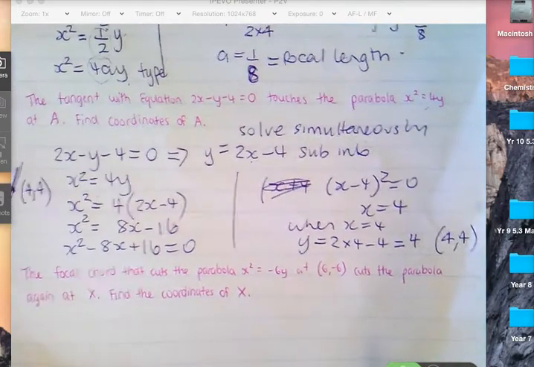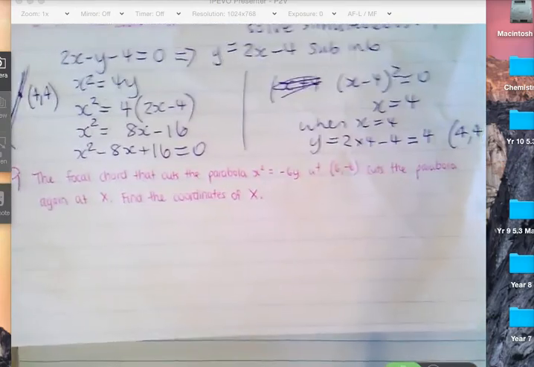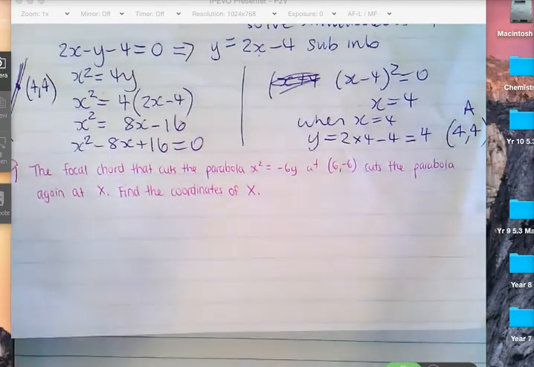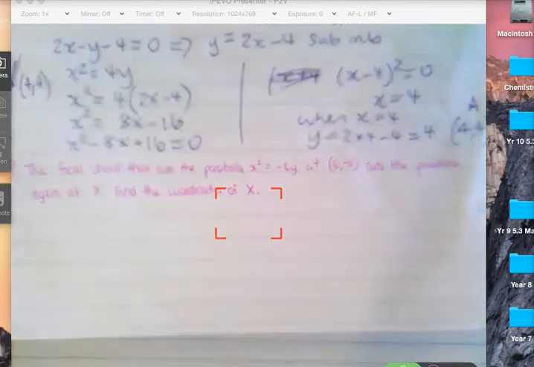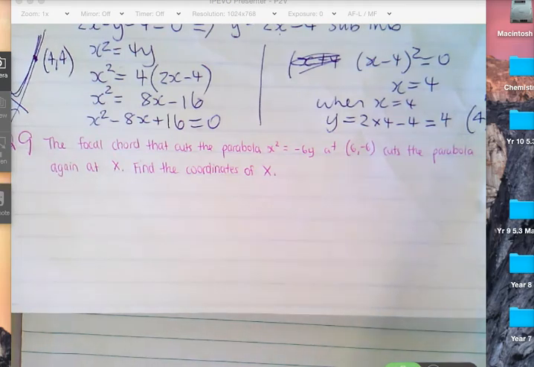A fair few people asked about question 9, so I want to do that now. Yes, A is the point (4, 4). Now, question 9. A few people asked about this. The focal chord. Now, a focal chord is a chord that passes through the focus. The focal chord that cuts the parabola x squared equals minus 6y.